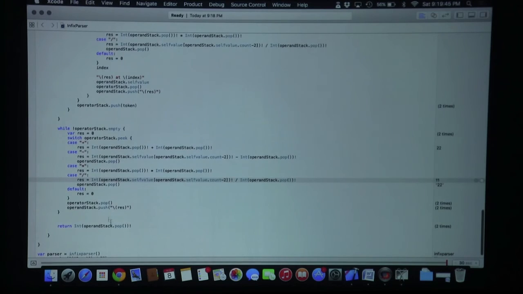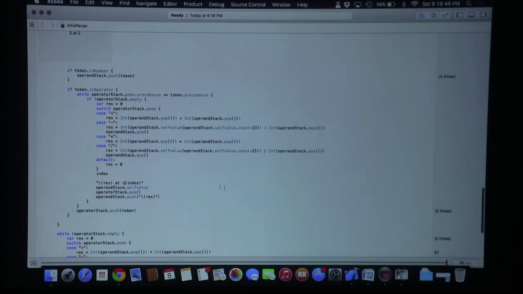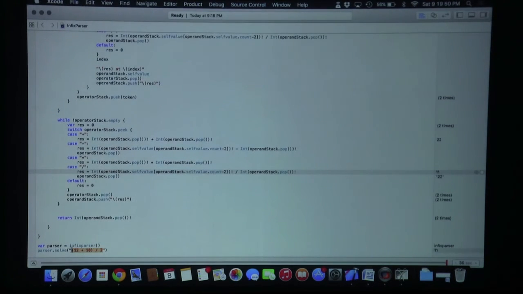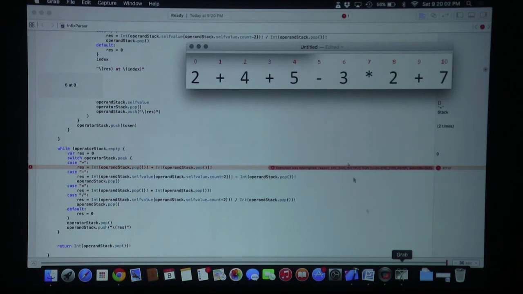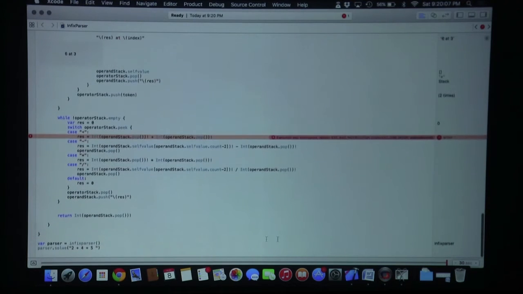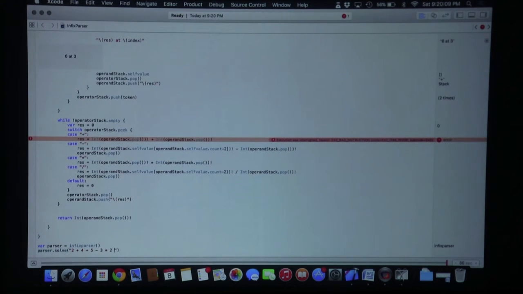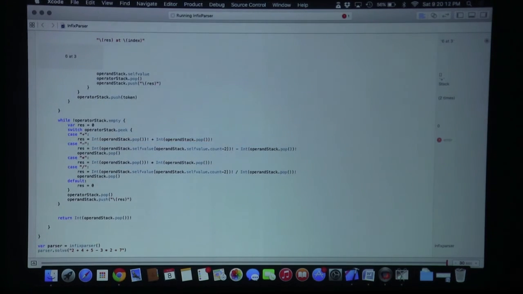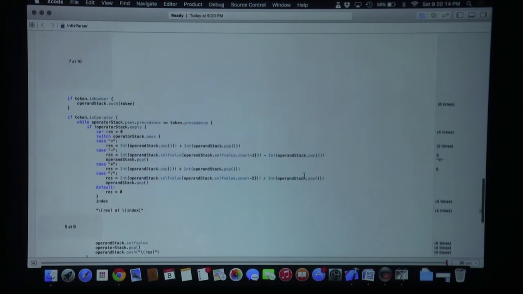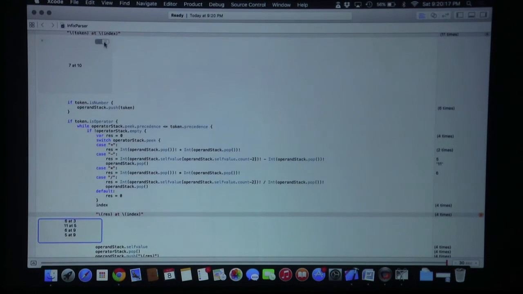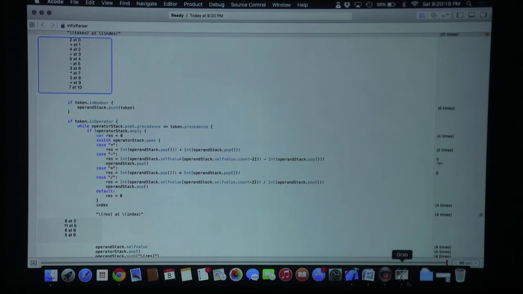Anyway, and also one more thing before we continue. First of all, what I'm going to do is I'm going to expand this variable once I type something in, like, what was the original question? 2 plus 4 plus 5 minus 3 times 2 plus 7. Perfect, and so now, as you can see, it gives us the correct answer, and this is all the stuff behind it.